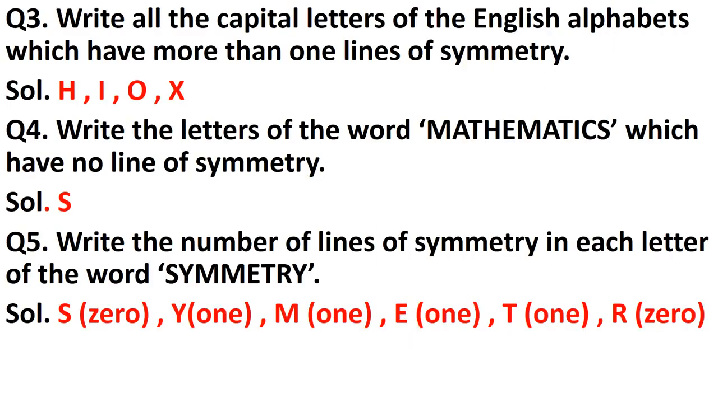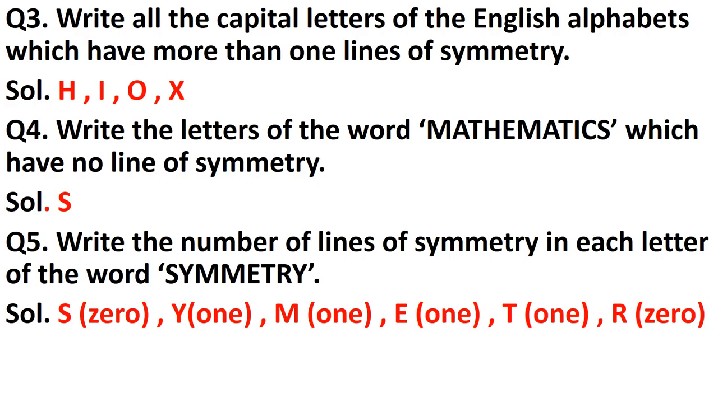Question number 3. Write all the capital letters of the English alphabet which have more than one line of symmetry. Letter H. Letter H has two lines of symmetry. I also has two lines of symmetry. O and X. These four letters have two lines of symmetry, more than one line of symmetry.